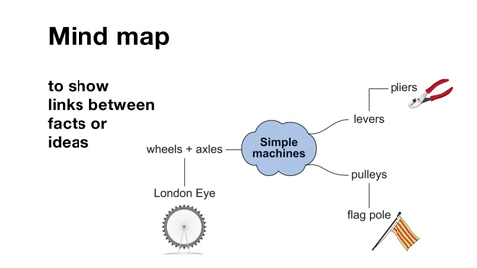A commonly used visual organiser is a mind map. It's used to show links or connections between facts or ideas. It can show information about people, places, objects or events, and it can be simple or more complex. Often mind maps are used for brainstorming information. This example of a mind map shows links between types of simple machines.